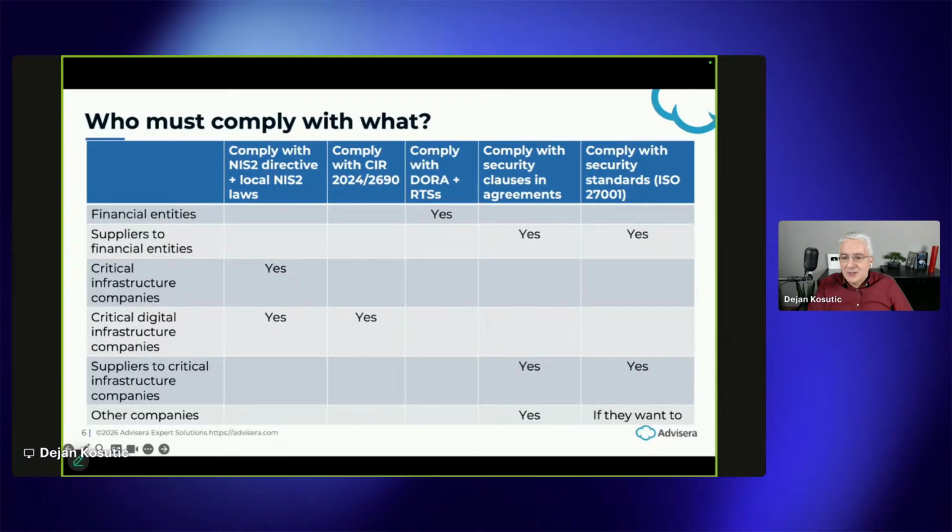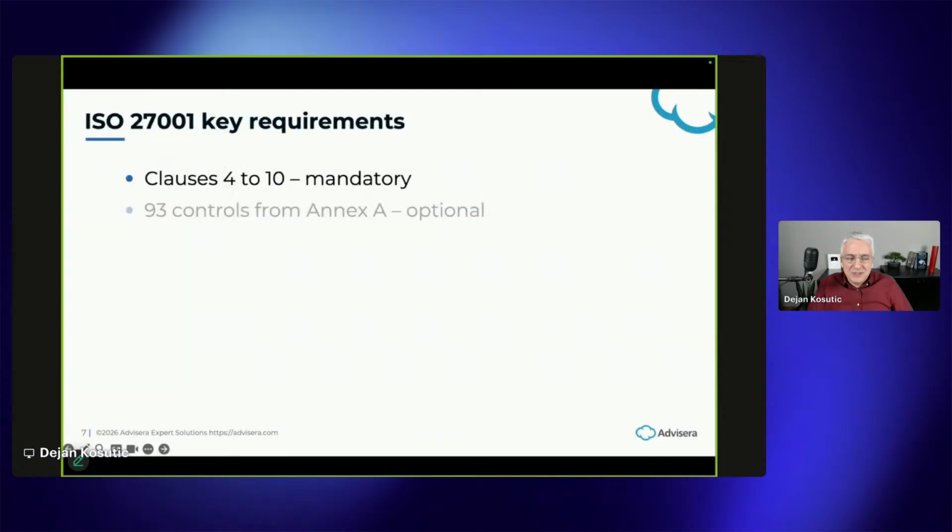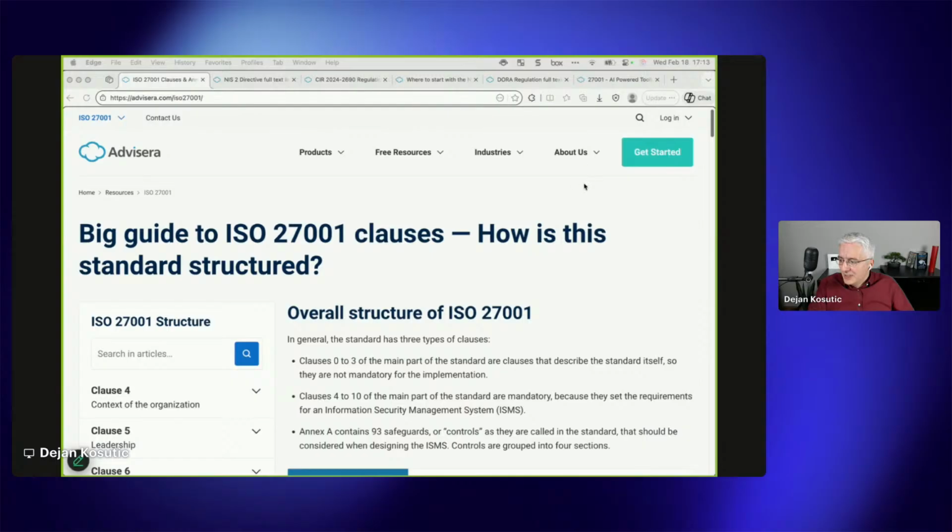Good. Now let's go to the next slide and just explain roughly what the requirements in the ISO 27001 standard are. So basically you have these clauses 4 to 10, which are mandatory, and I'll show you these clauses in a second. And then you have these 93 controls from Annex A. This is basically a catalog of controls, and then you can select which of these controls are applicable for your company based on your risks. Now let me share a screen and show you basically how this looks.